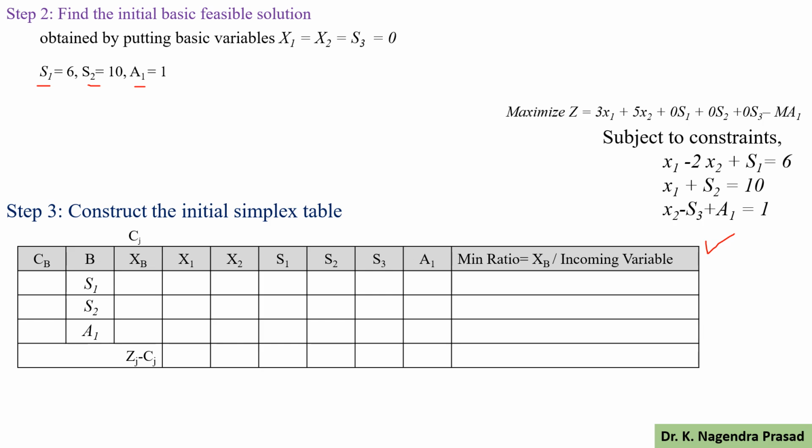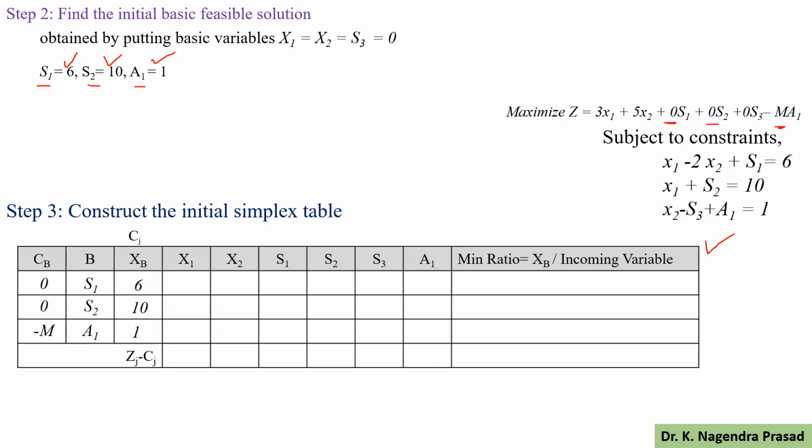And CB is the cost coefficients of the basis variables. So s1 cost coefficient is 0, s2 cost coefficient is 0, a1 cost coefficient is minus M. So write down these values in the CB column, that is 0, 0 and minus M. Next, xB is the initial basic feasible solution, that is s1 equal to 6, s2 equal to 10, a1 equal to 1. So write down these values in the xB column.